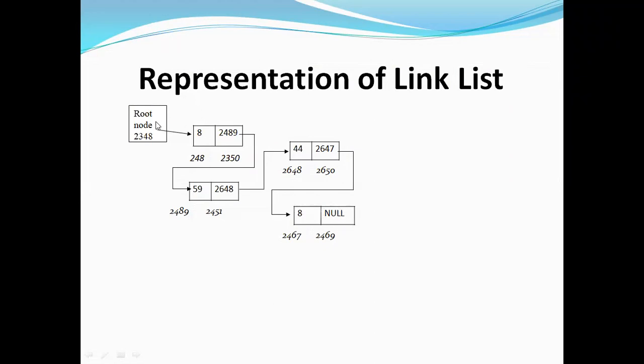So we have a starting point which mentions the address of the first element, that is 8. 8 holds the address of the next element. The next element is 59. 59 holds the address of the next element, that is 44. 44 holds the address of the next element, that is 8 again. And further, 8 is linked to no other element. So there is no further link. Null means that the linked list ends over here. This is how we can represent a linked list: it has two parts. One part is the data, that is 8, and the other is the address.